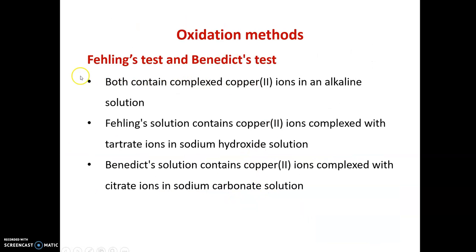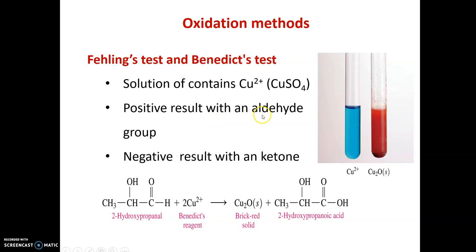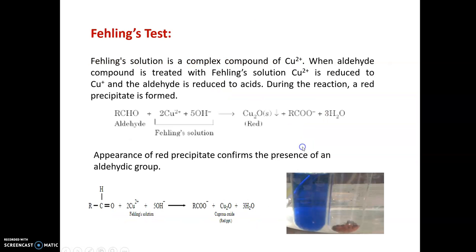Now we'll go to the other oxidation method, where I can use the Fehling's test and the Benedict's test. Both of them contain copper ions, one with tartrate in Fehling's solution and the other with sodium citrate in sodium carbonate. In the Fehling's test and the Benedict's test, the cupric ions are converted into cuprous oxide, which gives a red precipitate only with an aldehyde and not with a ketone, and hence this test can be used to differentiate an aldehyde and a ketone. Fehling's solution contains a complex compound of cupric, and when an aldehyde is treated with Fehling's solution, the cupric is reduced to cuprous and the aldehyde is oxidized to acid, and because of this you get a characteristic red color with an aldehyde, which confirms the presence of the aldehyde group.